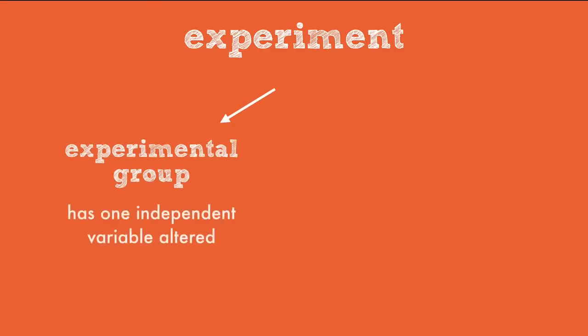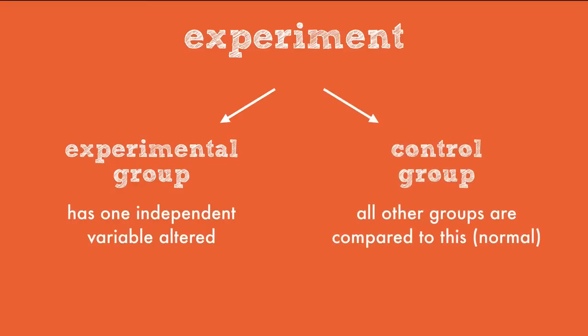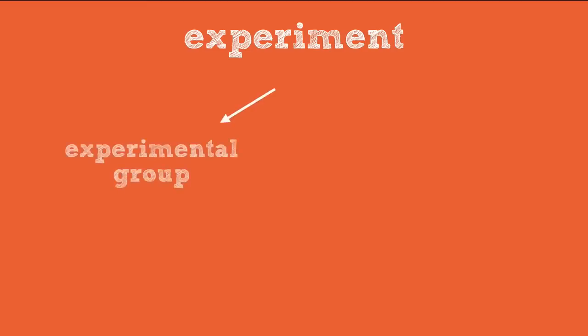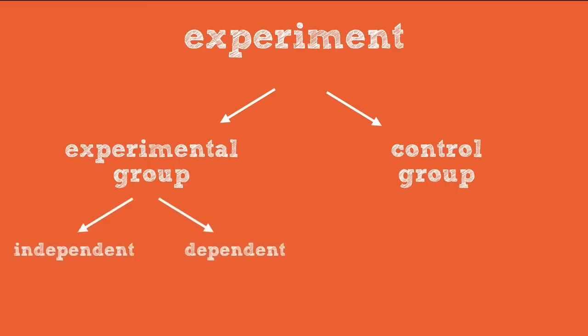A valid experiment will have both an experimental group, where the independent variable is altered, and a control group, which can be used to compare the experimental group to the normal or unaltered version. In the gummy bear experiment, the bears placed in water are the experimental group, and the dry gummy bears are the control, because that's how gummy bears normally are. So to summarize, an experiment should have an experimental group and a control group. The experimental group will have an independent variable and a dependent variable, and the data that is measured and collected can be qualitative, quantitative, or both.